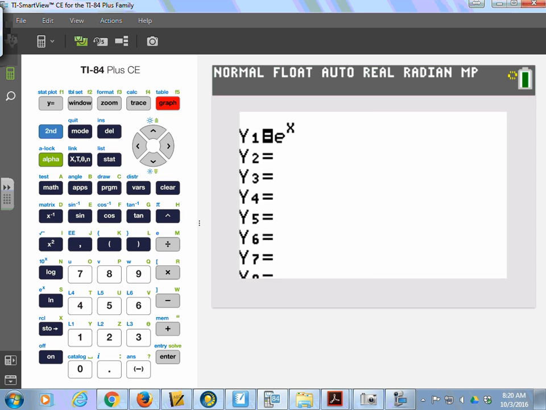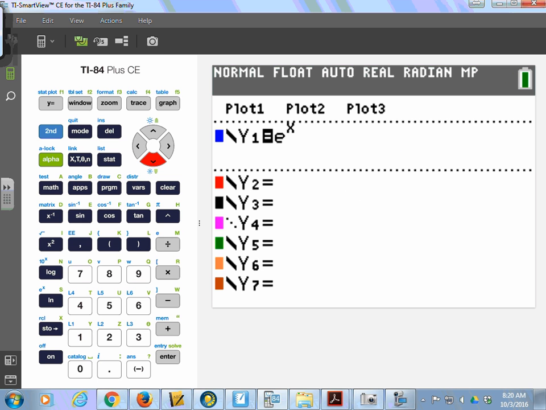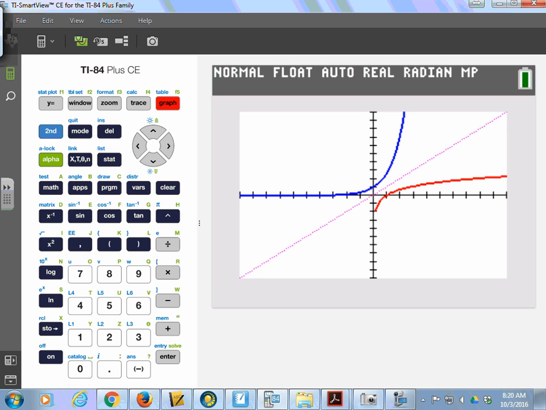Right. When we look at this graph, it looks like any other exponential function. Okay. All right, and then graph in y2 the natural log of x. So the ln key of x. And I'm also going to put in y equals x here so we can see that line. Right. So we can see that e to the power of x and natural log of x are inverses because they are reflections across the line y equals x.